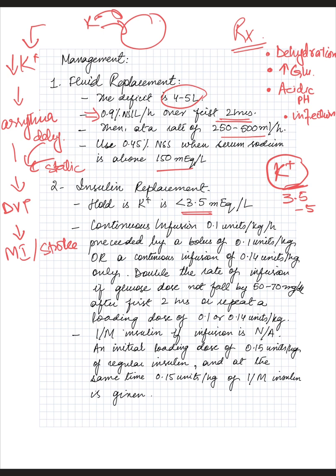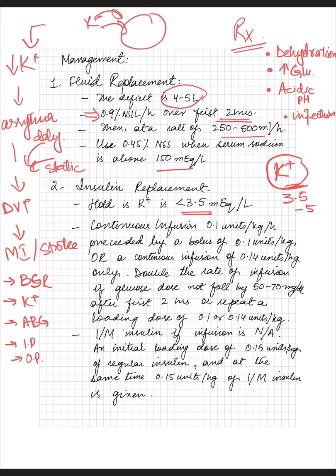So the rate of infusion is usually, in the absence of contraindication obviously, 0.1 units per kilogram per hour, preceded by a bolus of 0.1 units per kg, or a continuous infusion of 0.14 units per kg only. As part of management plan, it is important to make a chart that has BSR, potassium, ABGs, as well as that keeps a record for input and output from the patient.